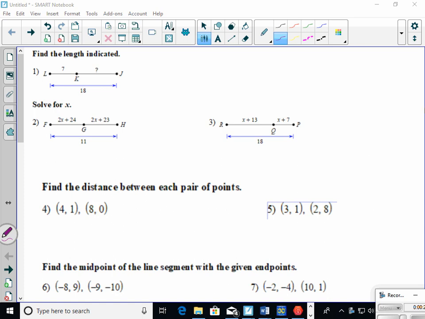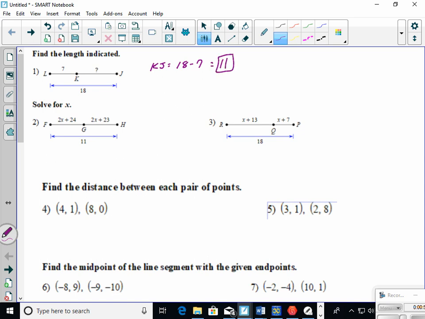So number 1 is showing us that L to J is 18. If L to K is 7, then KJ, the one that's missing, is going to equal the total length 18 minus 7, or 11.